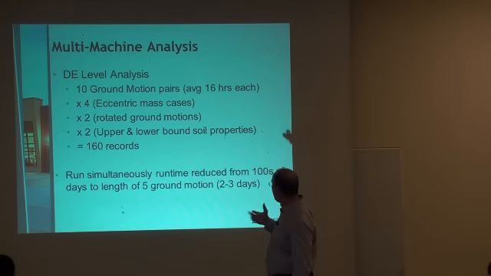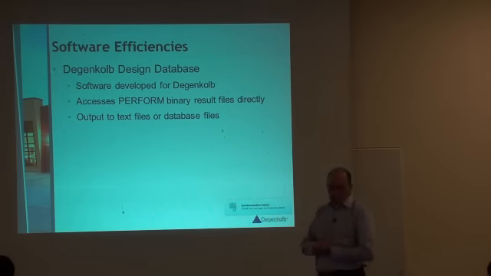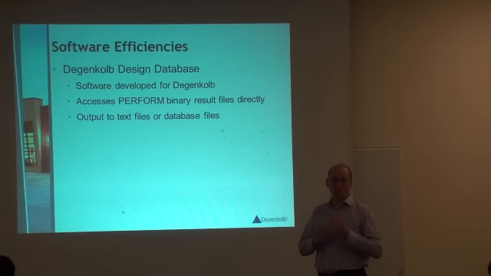So using these parallel processing methods, you can reduce the total run from 100 days to about 2 to 3 days, which is acceptable, but we still would like to do better than that. So one tool that we've developed is called the Degenkolb Design Database tool, which is basically a very efficient software program that goes through the results and analyzes them in parallel and pulls just the information you need.